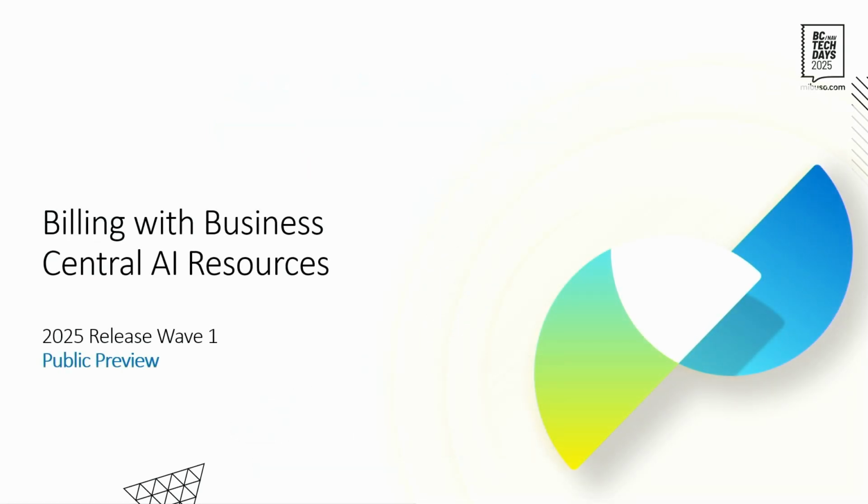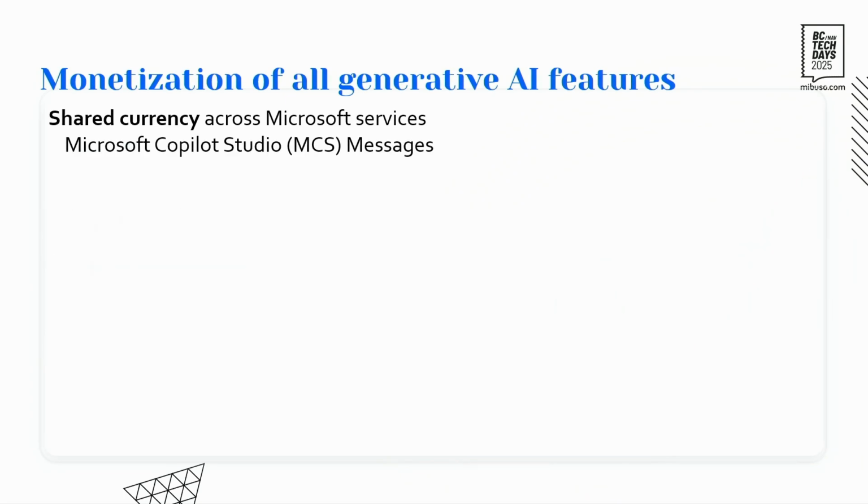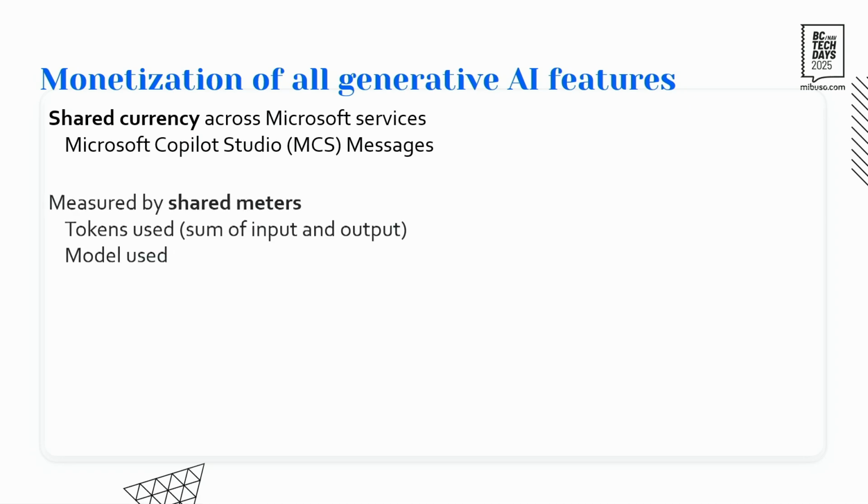Let's look at how billing actually works and what it costs. We use a shared currency across all of the Microsoft services. It's called Microsoft Copilot Studio Messages, or MCS Messages. You will see that used across other products in the Microsoft portfolio when it comes to billing. The billing is measured by some shared meters. These shared meters for BC AI resources will be the tokens used, which is the sum of the input and output tokens. How many are aware of what a token is? Around half. Good, so super quick.